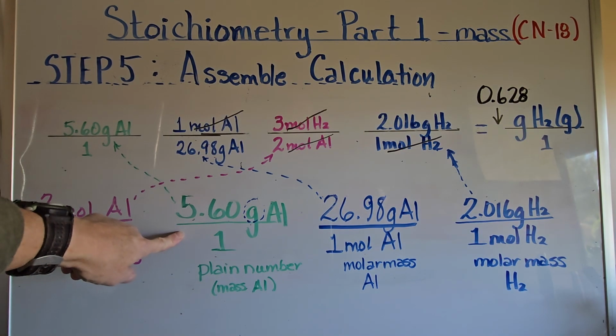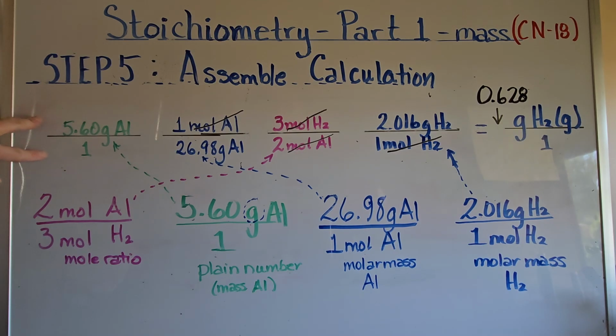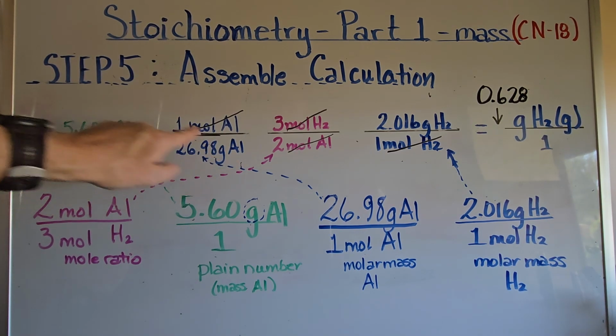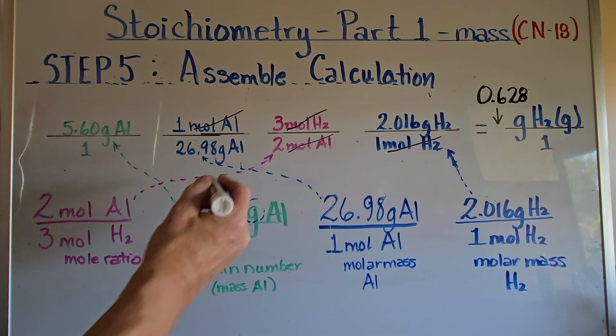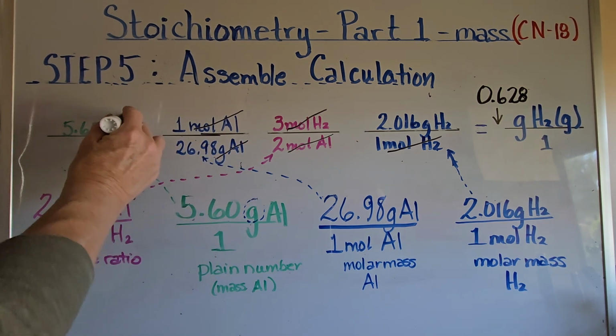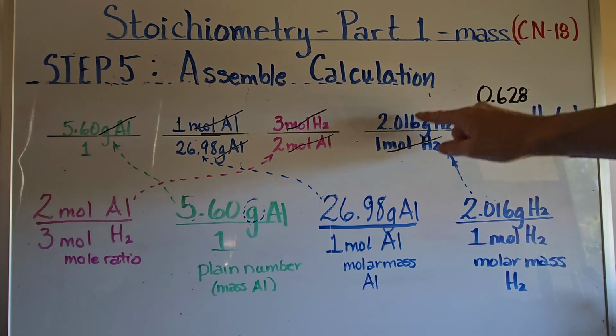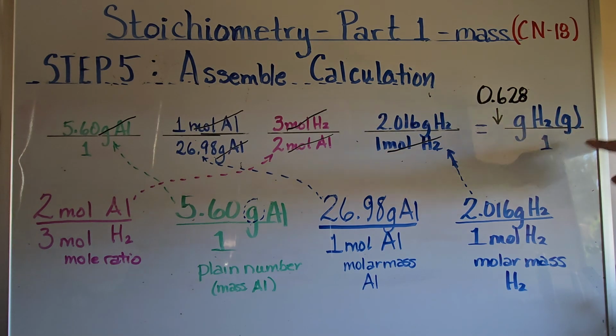Well, I have my plain number here. I'm going to keep it the way it is because the grams of aluminum are in the top, and then also in the bottom. I want to get rid of them so I can cancel them out. And now if I look at it, after I've canceled all my units and labels that I can cancel out, I'm left with grams of hydrogen gas and grams of hydrogen gas. Now I know I'm done.